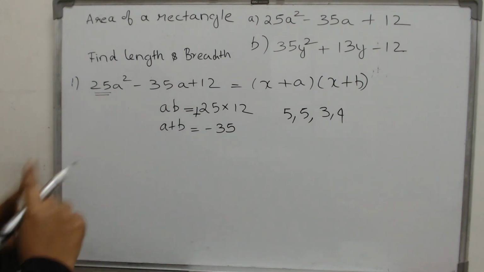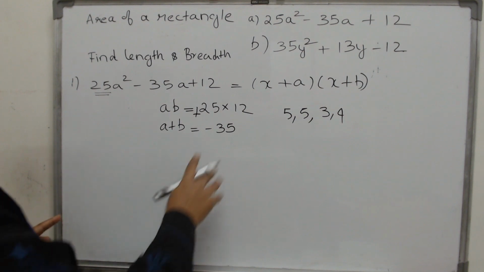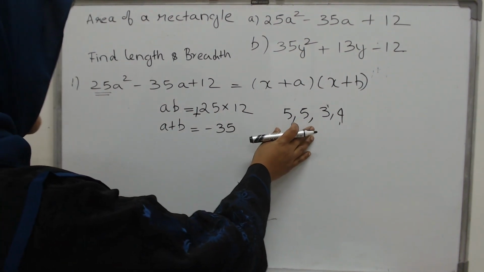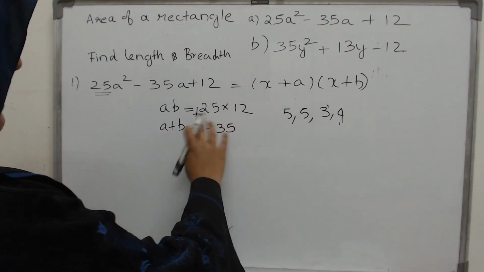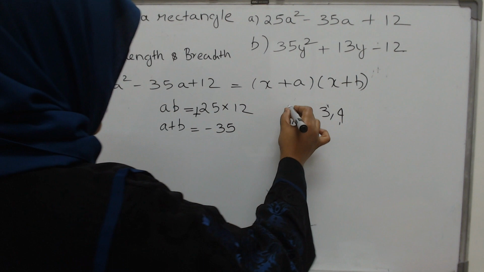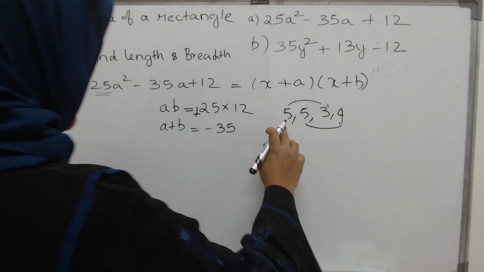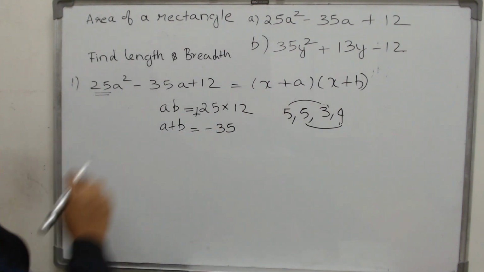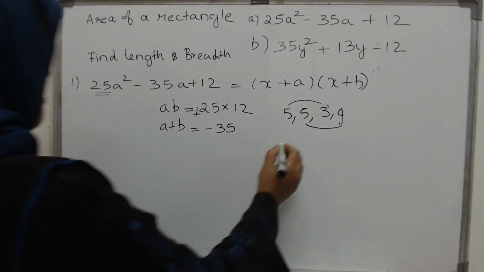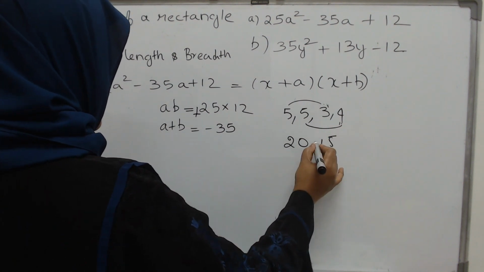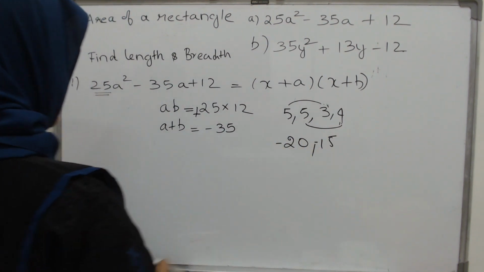So we need two numbers which when added give 35. You can try all combinations. Take 25 and 12. That added will give you 37, which is not what we are looking for. What about 1, 5 and 3 and this? This will give you 15 and this will give you 20. Added they will give minus 35. But the numbers you are looking for are not 20 and 15. They are minus 15 and minus 20.